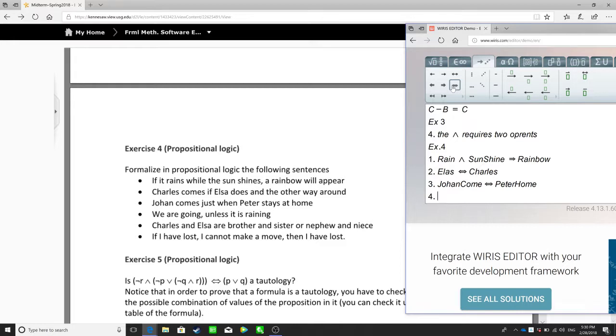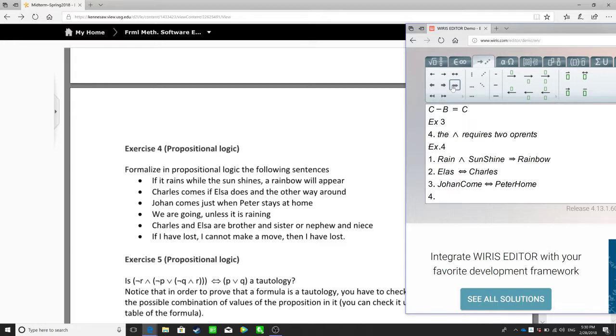Okay. Number 4. We are going unless it is raining. What does that mean? We go and not rain. Actually, there's the implication inside. It's not an and. Not going implies raining.